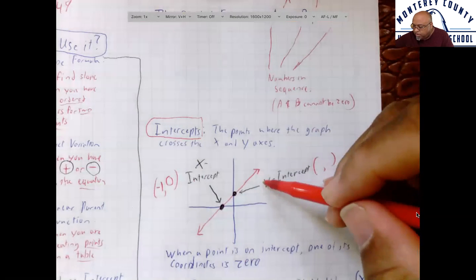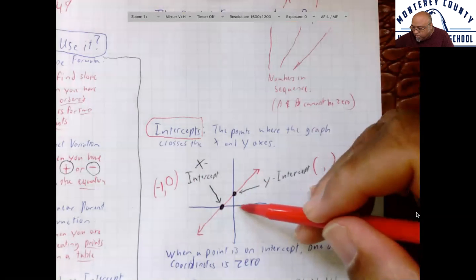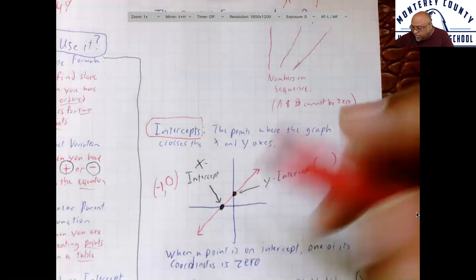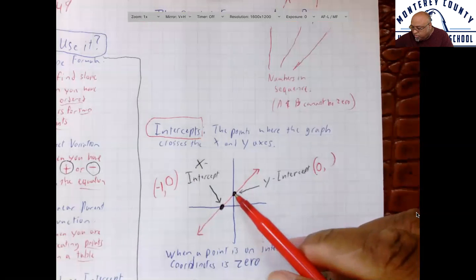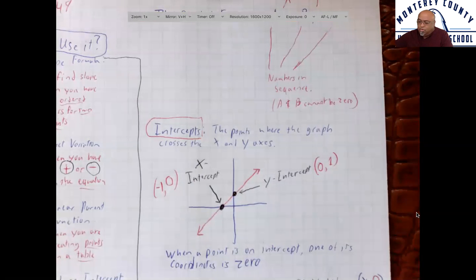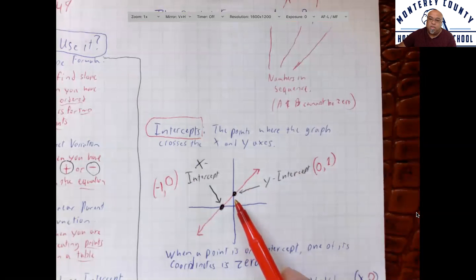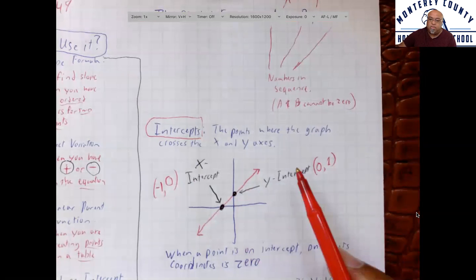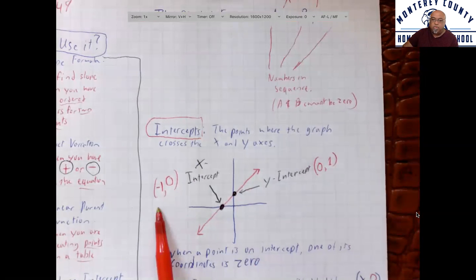Now let's go to the y-intercept. Starting at the origin, we always do the x value first. So I don't go any left or any right in order to find this point. So my x value would have to be 0. My y value, I go up 1, so that would be 1. Okay, so now we can see my x and y intercept simply because all I do is look at the graph and say, where does it cross? It crosses the y-axis at (0, 1). It crosses the x-axis at (-1, 0).